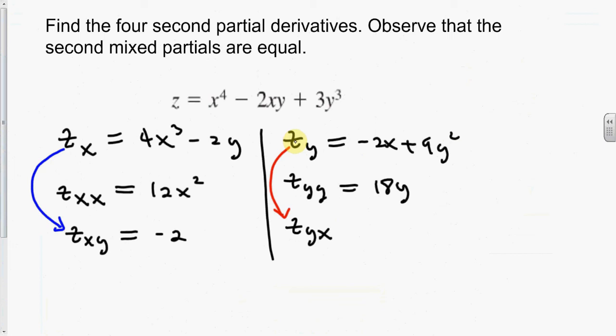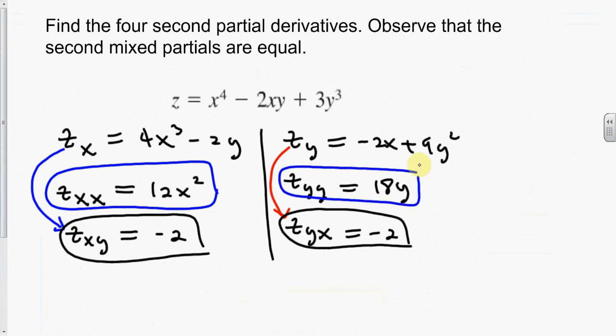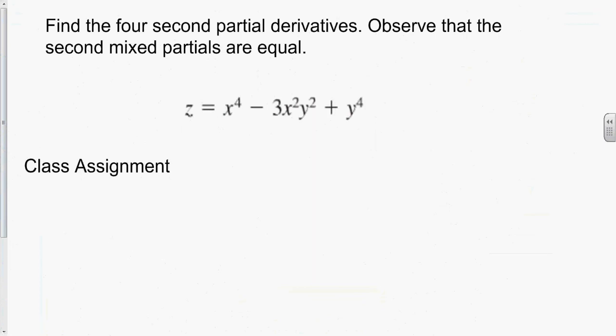So I look at the partial of z with respect to y, and then I take the partial of that result with respect to x. See, you get negative 2. And so these two are supposed to be the same. Then they asked to find, you want 4 of them, and these are the 4 that they're talking about. Okay. Then let me give you one to do and see if you can do that same thing, okay? Try your hand at that.